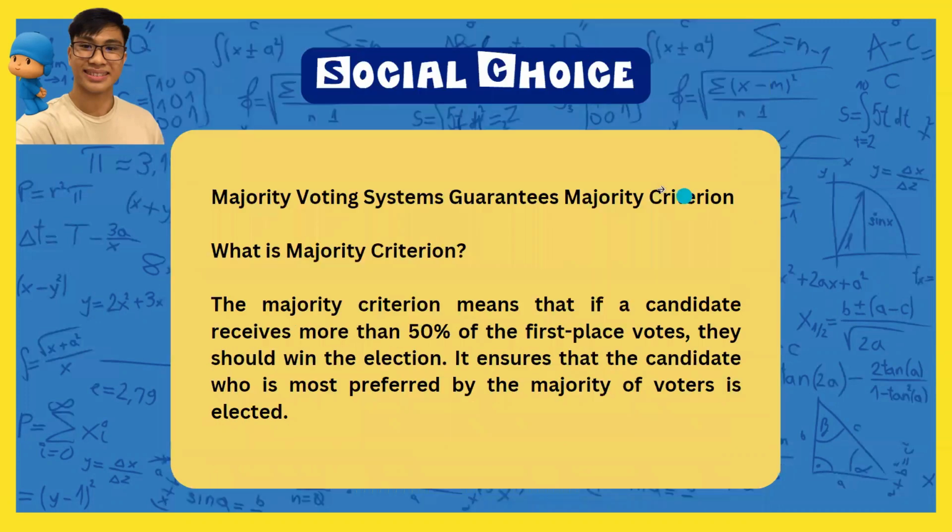So lipat naman tayo sa criterion na majority voting systems guarantee majority criterion. So ano nga ba ang majority criterion? So the majority criterion means that if a candidate receives more than 50% of the first place votes, they should win the election. It ensures that candidate who is most preferred by the majority of voters is elected.